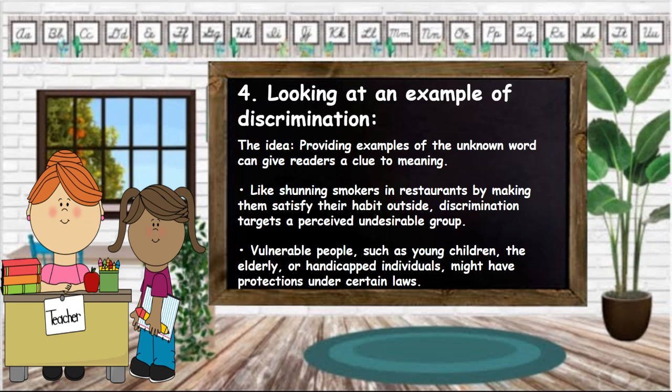Number 4, looking at an example of discrimination can also help you to find the meaning of this particular word or any word that you are reading. The idea is providing examples of the unknown word can give readers a clue to meaning. For example, in this sentence, it states, like shunning smokers in restaurants by making them satisfy their habit outside, discrimination targets a perceived undesirable group. Another example of looking at an example could be vulnerable people, such as young children, the elderly, or handicapped individuals, might have protections under certain laws.